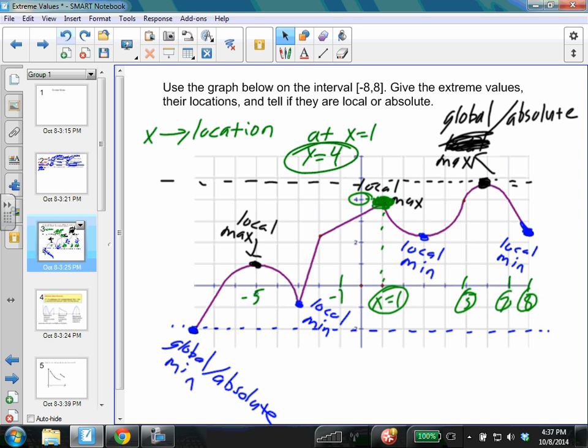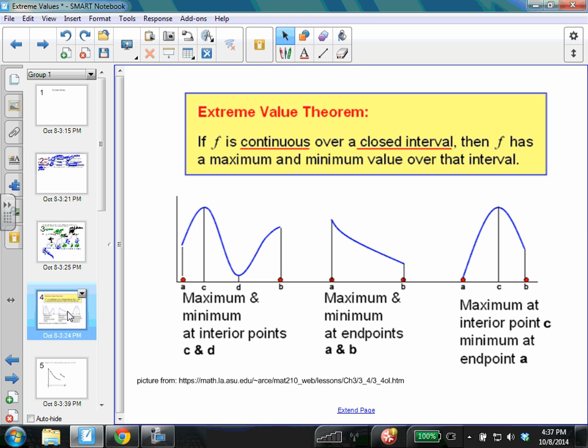Okay, and then minimums obviously would be smaller than anything around, or absolute global minimums would be smaller than anything anywhere on the graph. Okay, this is our first theorem, I think, that we've actually talked about in this class. It's called the extreme value theorem. And it's fairly simple. You want to go ahead and copy it in your notes.